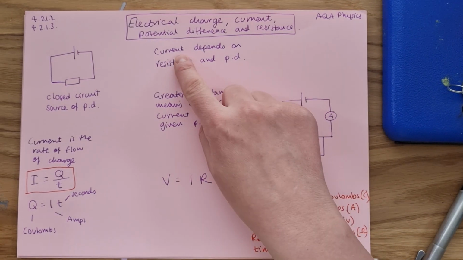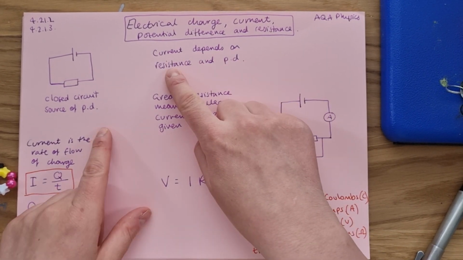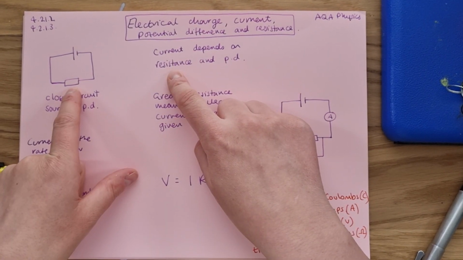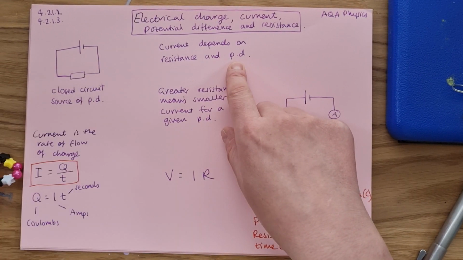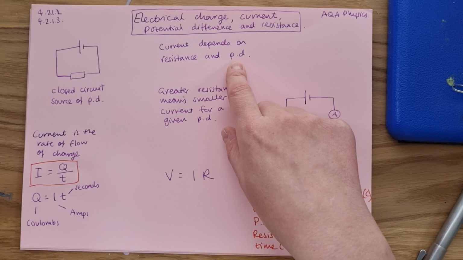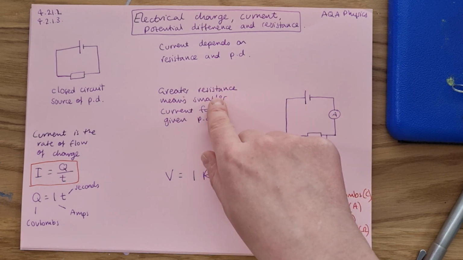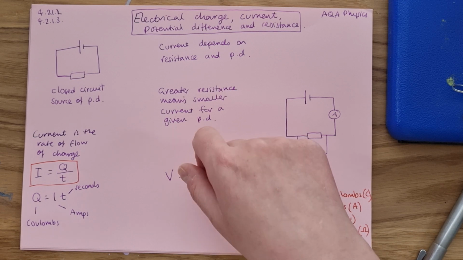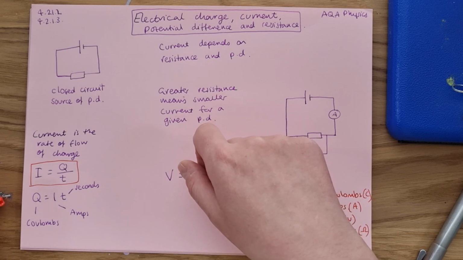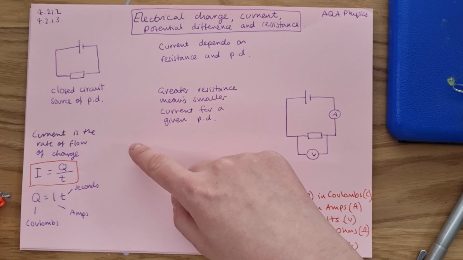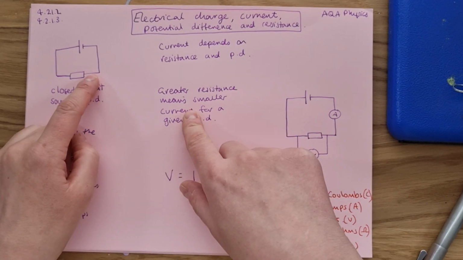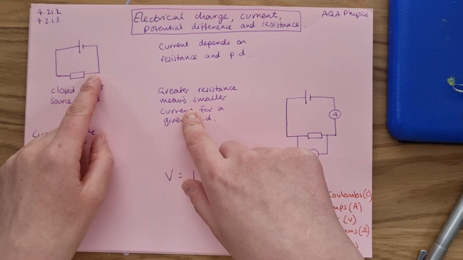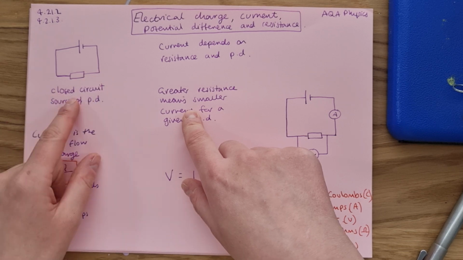So the current depends on the resistance, so how much whatever there is in the circuit that's slowing it down, and the potential difference of the cell, so how much energy per coulomb you're given. If the resistance is greater, that means you're going to get a smaller current for the same potential difference, right? And that's just a kind of a fact. And if I was to add an additional resistor in here, overall the resistance of the circuit would increase, which means a smaller current would flow.